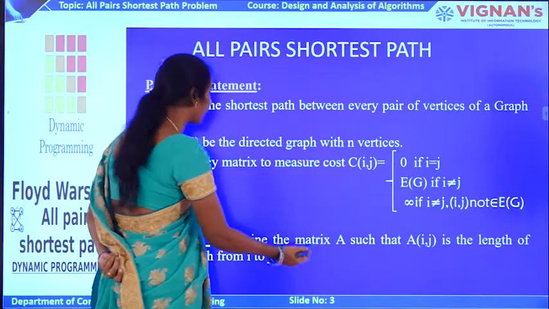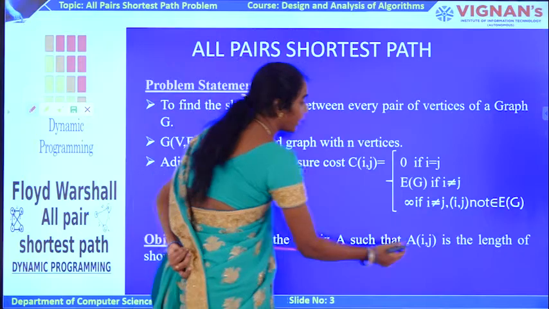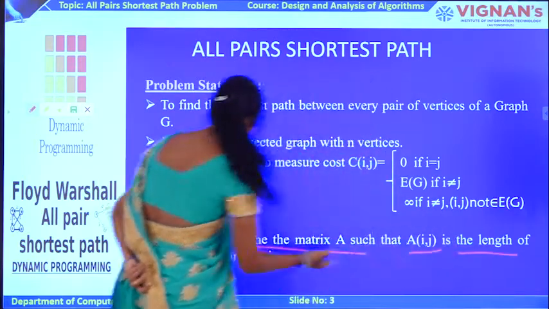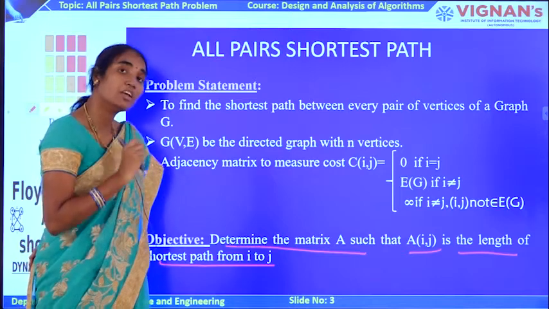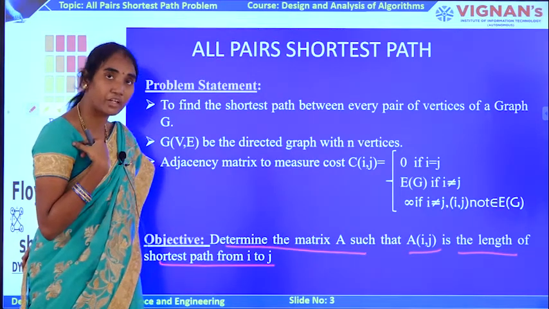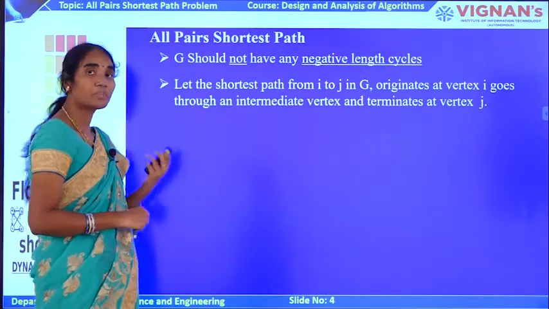So, determine the matrix A such that A of ij is the length of shortest path from i to j. Here A of ij is the matrix we want to find out, and that will be the shortest path from i to j. Coming to the process.